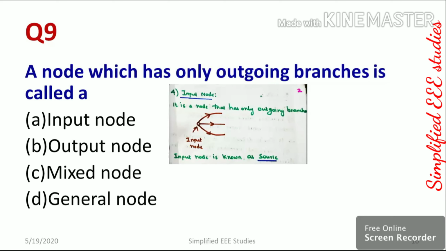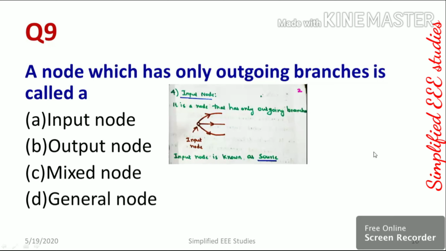So let me move on to input node. An input node is a node that has only outgoing branches. A node can be represented by using a small circle or a dot. If it is an input node, it only has outgoing branches. This is outgoing branch 1, outgoing branch 2, this will be outgoing branch 3. So we can call this an input node. You can also call the input node a source node.